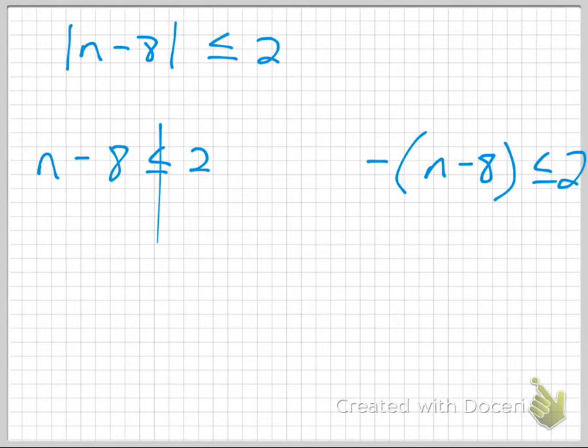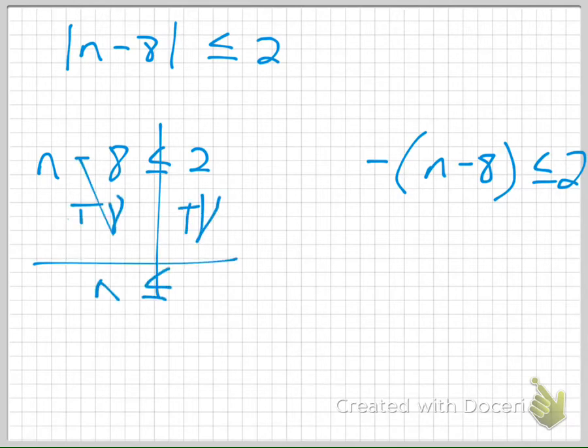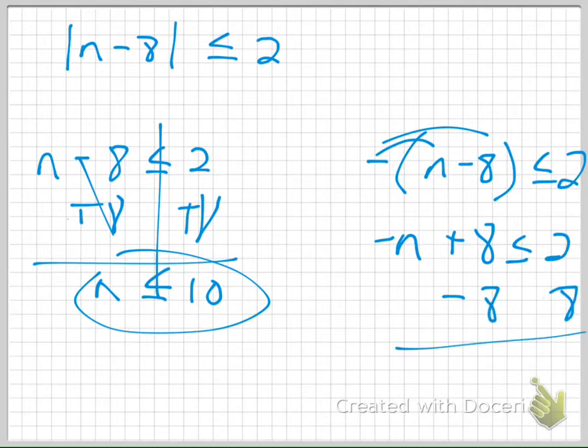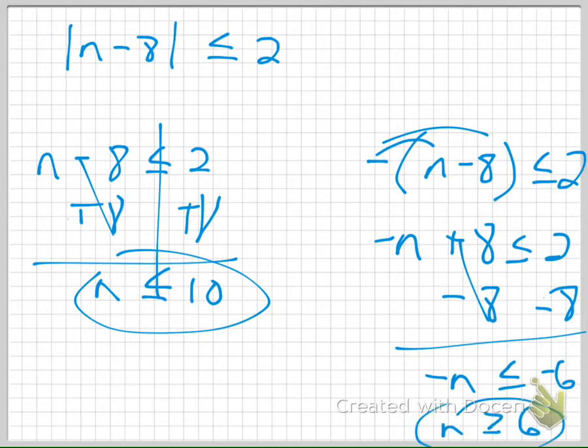Okay, solve them. Plus 8, n is less than or equal to 10. Agreed? There's one. This one, negative n plus 8 less than or equal to 2, minus 8, minus 8. Negative n less than or equal to negative 6. Flip everything, n greater than or equal to 6.